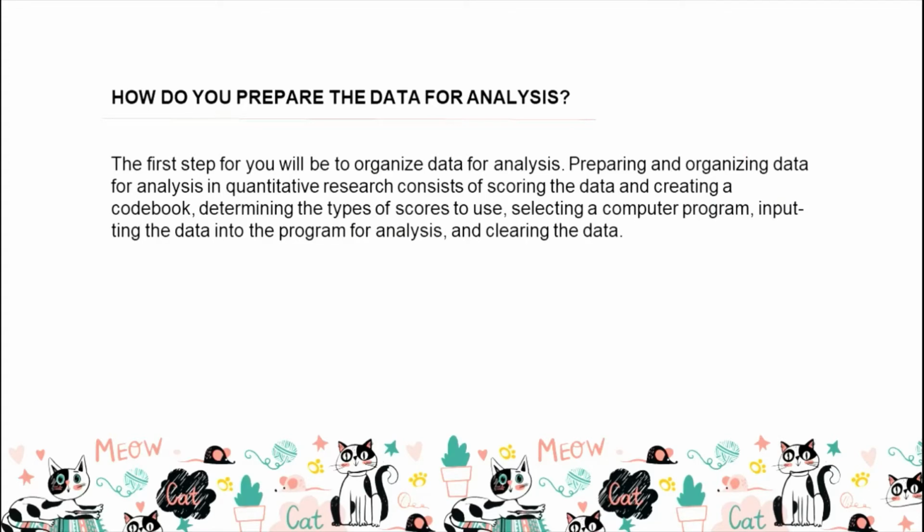How do you prepare the data for analysis? The first step for you will be to organize data for analysis. Preparing and organizing data for analysis in quantitative research consists of scoring the data and creating a codebook, determining the types of scores to use, selecting a computer program, inputting the data into the program for analysis, and querying the data.